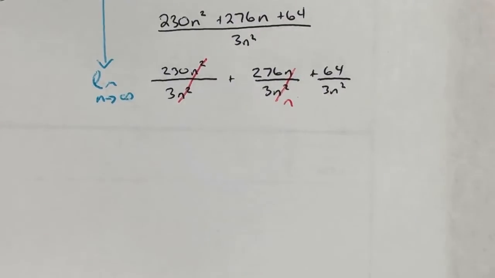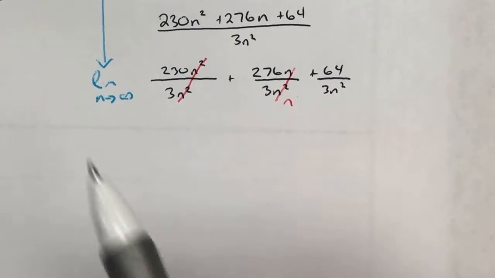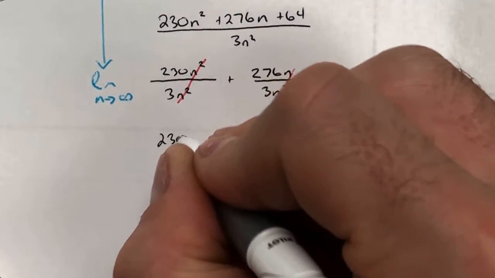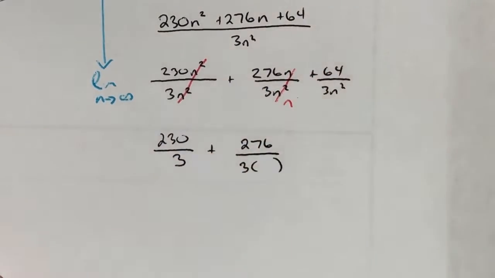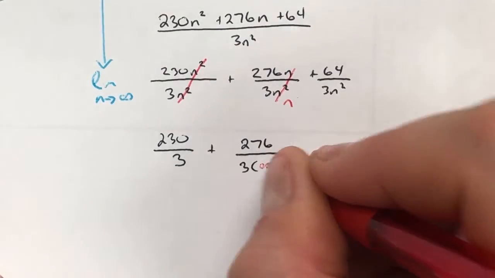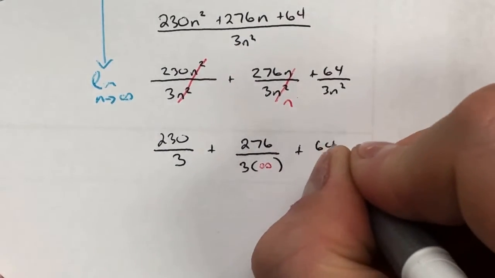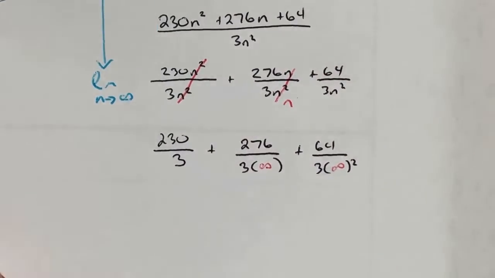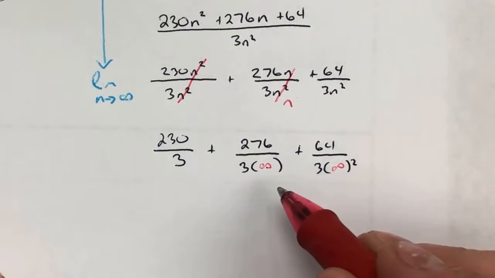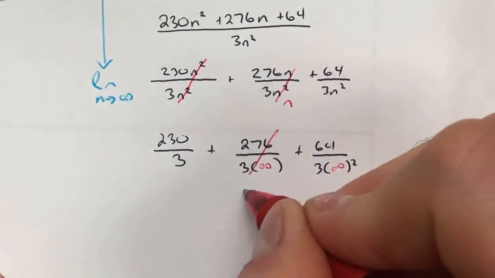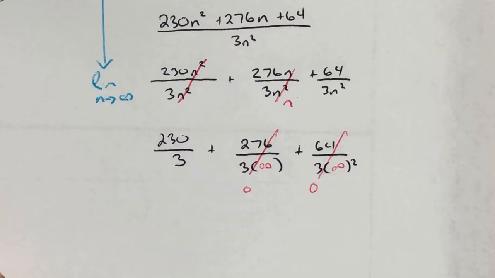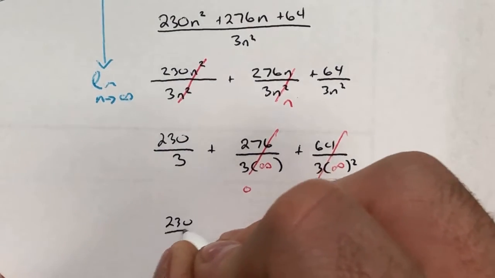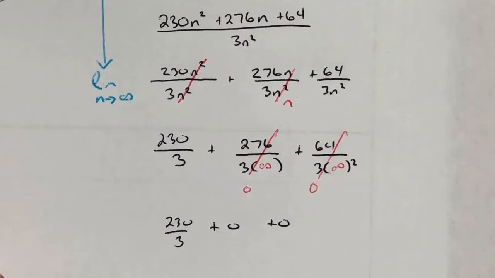So at this stage, when we plug in the infinity, I no longer need to write the script. So this becomes 230 over 3 plus 276 over 3 times infinity plus 64 over 3 times infinity squared. Awesome. And so when we look at that, we notice that anything divided by infinity leads to 0. Anything divided by a larger infinity also leads to 0. So realistically, what I'm looking at is 230 divided by 3 plus 0 plus 0.